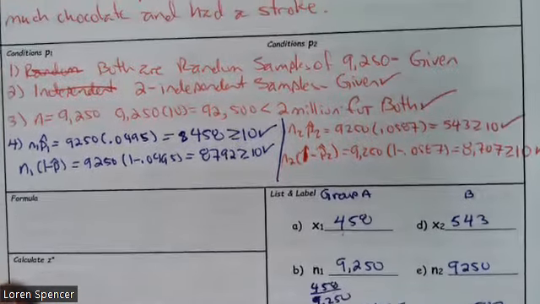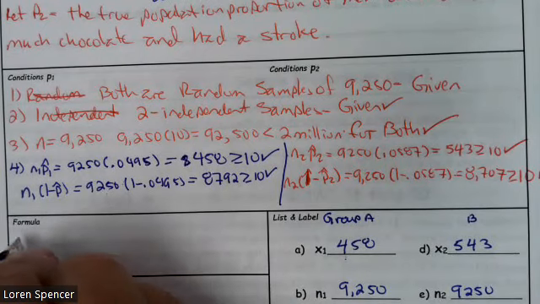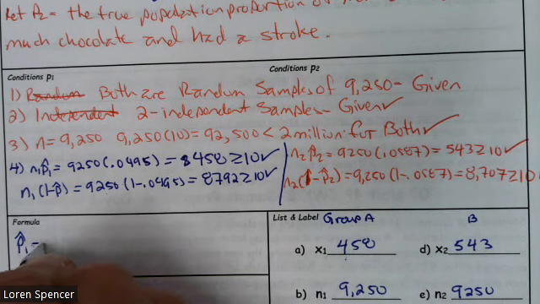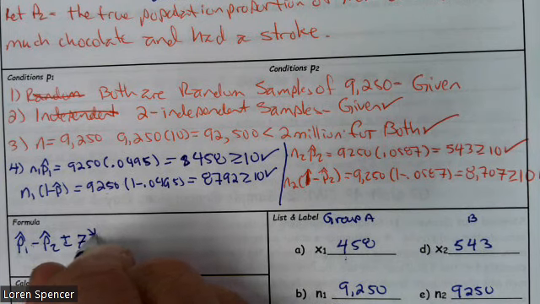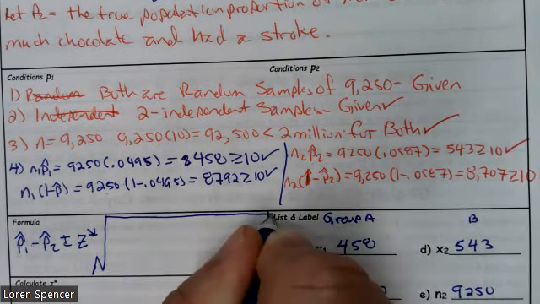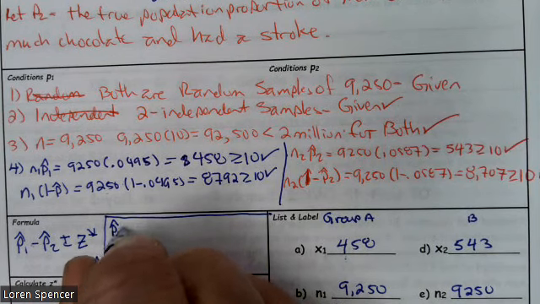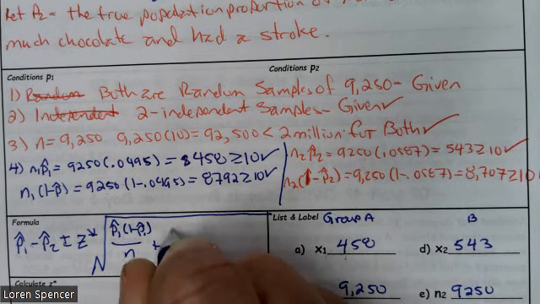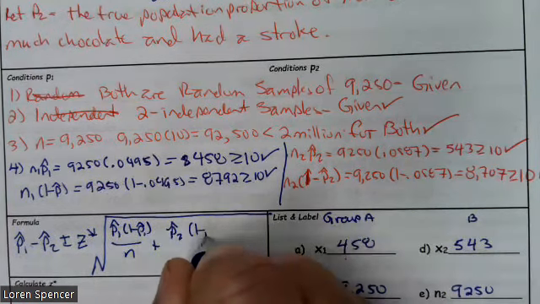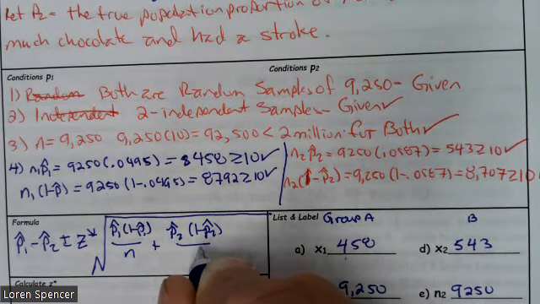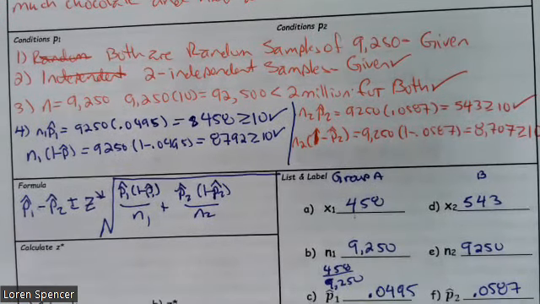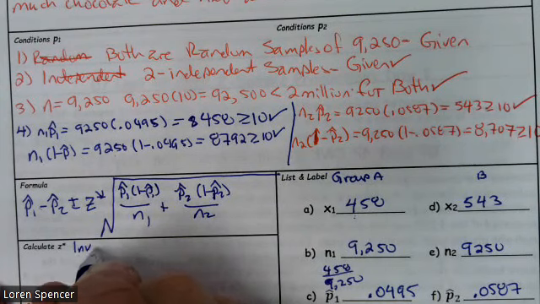All right, we have a really awful long formula. Our formula is p hat 1 minus p hat 2 plus or minus z star times the square root of p hat 1 times 1 minus p hat 1 over n1 plus p hat 2 times 1 minus p hat 2 all over n2. We need to calculate z star, so this is going to be an inverse norm.